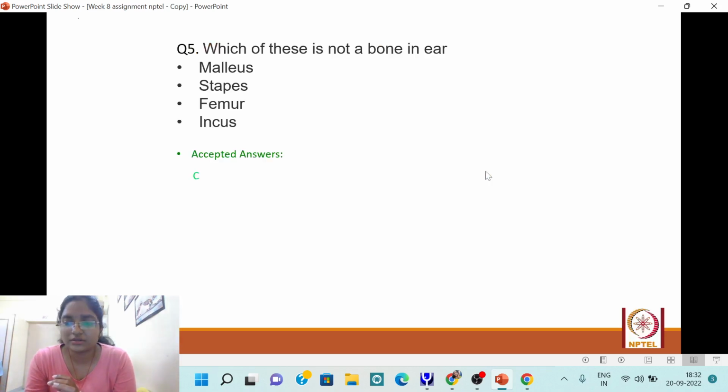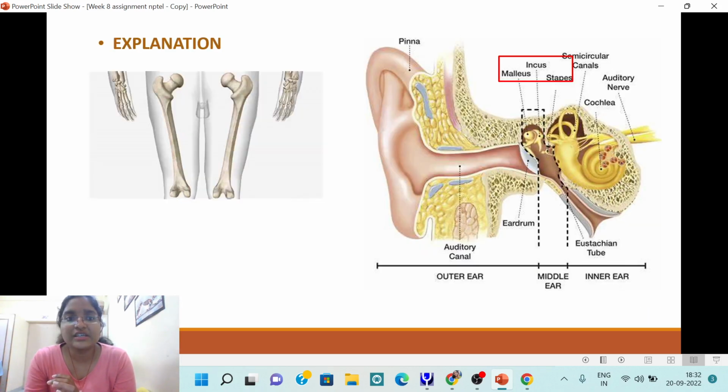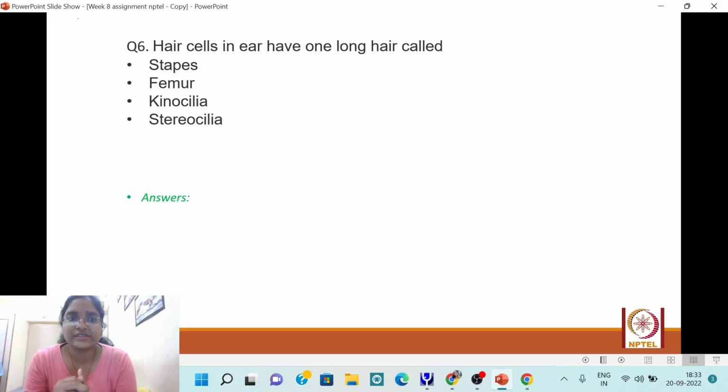And the femur is the thigh bone. The thigh bone is known as the femur, right? It is the longest bone present in our body, according to its length. I guess everyone knows it. It is present in the thigh, not the ear. Okay? I guess it was a very easy question. Everyone is clear with the explanation. We'll move on to the next question.